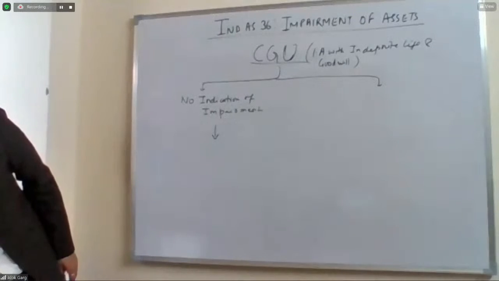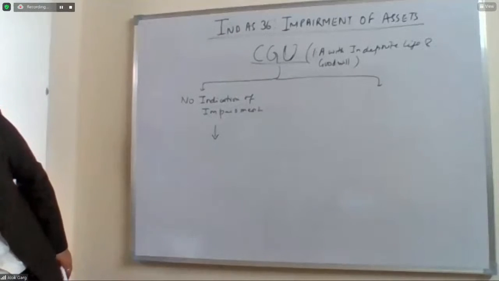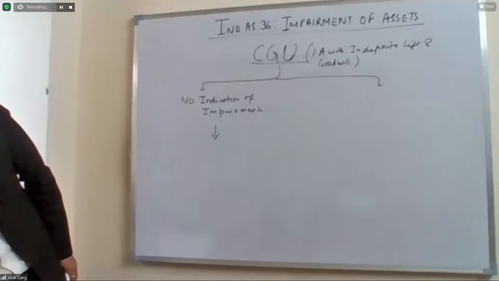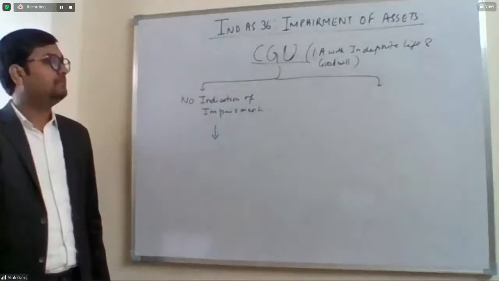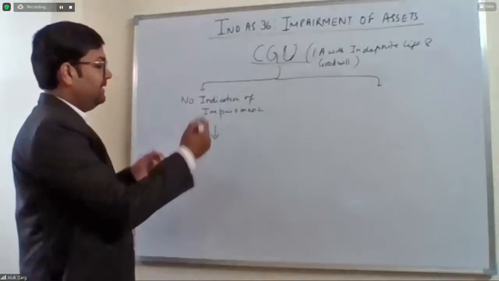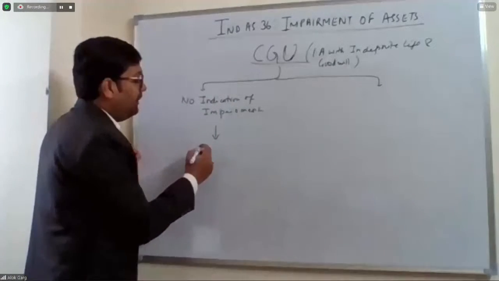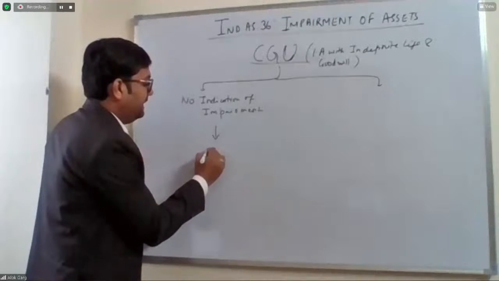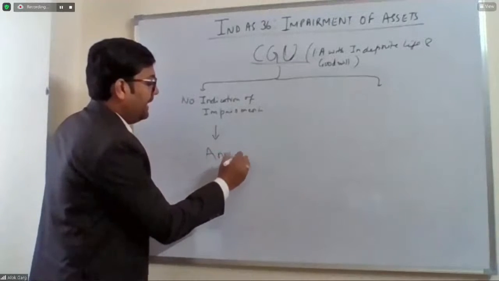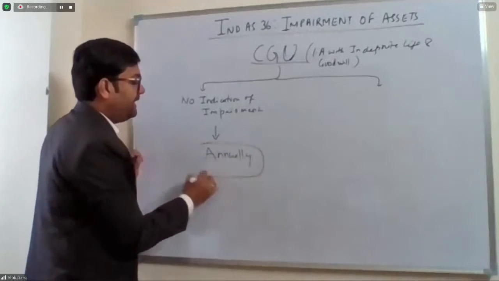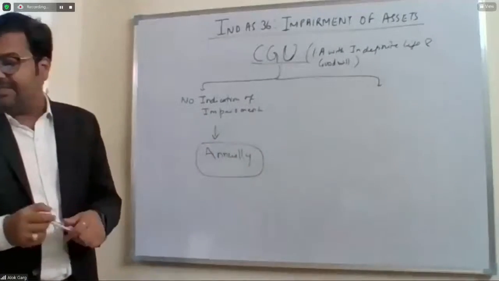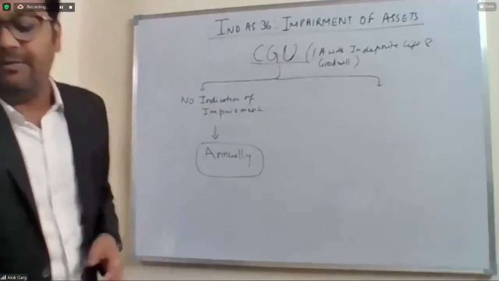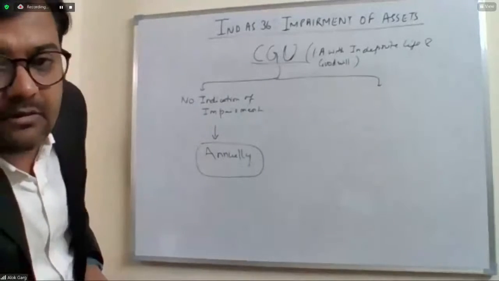Costa, what is your view? In this case, whether impairment testing is required? Yes. So it is required on an annual basis. Annual impairment testing is required. So test for impairment at least annually. Okay.